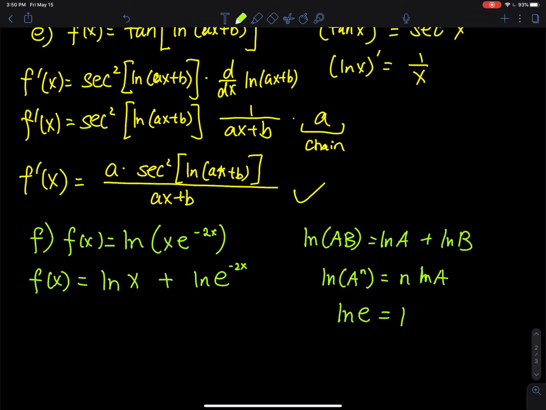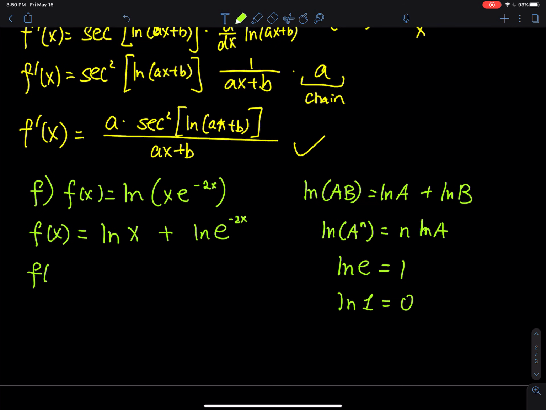You don't need that in this problem, but ln 1 is equals to 0. Stuff you learned in the past. All right, so we have f of x. I am not taking the derivative right now, so that is f of x. And then I'm going to bring the 2x down, so plus negative 2x, and then ln e is equals to 1, right?